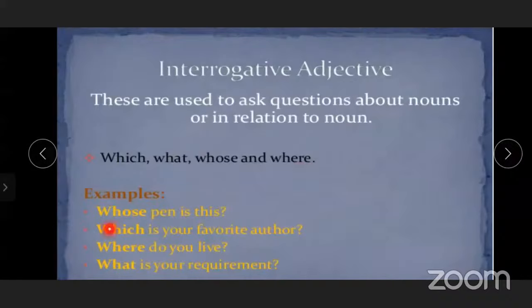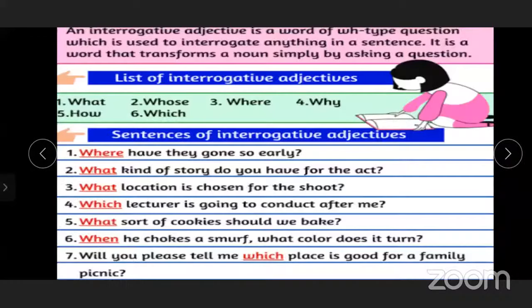So, see. Which is your favorite author? Where do you live? What is your requirement? So these are used to ask questions about nouns. Okay? Sentences of interrogative adjective. Can you read this?